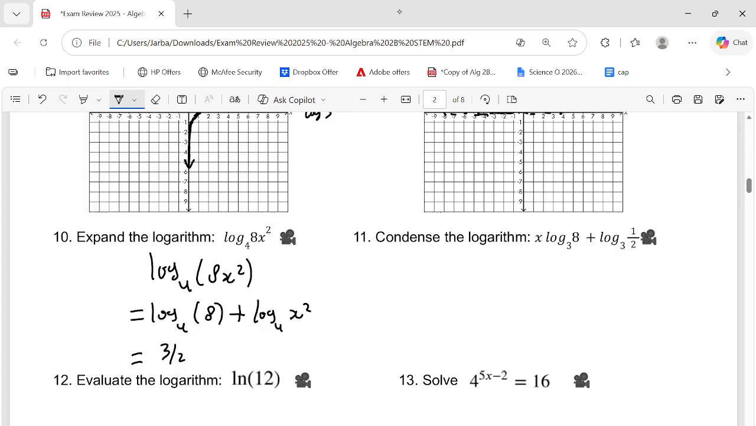Now with this x squared, when you have log of a to the b, you can pull that b down, so it's going to be b times log base a. Sorry, just log of a. So we can pull down this 2 of the x squared, and it's going to be plus 2 log base 4 of x. Okay, that is the final answer.